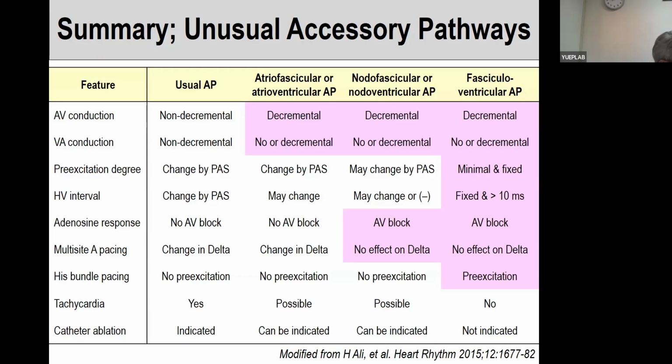But we found several different forms. One is at the left side, the nodoventricular pathway, and then also the retroaortic nodoventricular pathway. Those are tough, and those really need some basic maneuvers.